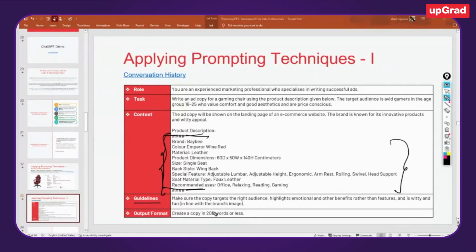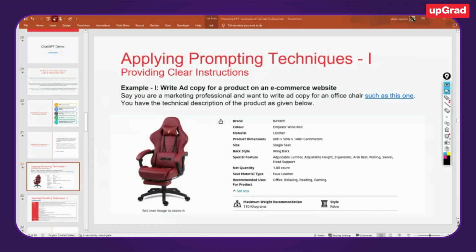Then you provide the guidelines. Make sure that the copy targets the audience, highlights the emotional part, benefits and all that, and keep it fun. That also I'm saying. And the output should be not more than 200 words. It should be less than 200 words. So these are the 5 things that I'm talking about. R, T, C, G and O. Role, task, context, guidelines and output.